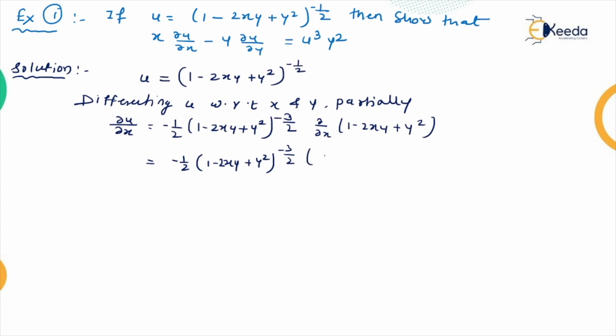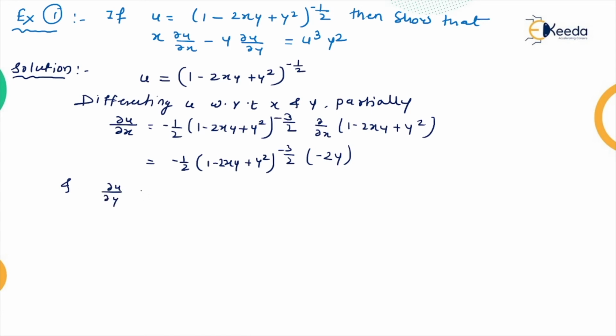Therefore we take the differentiation of this bracket: the derivative of 1 is 0, the derivative of minus 2xy with respect to x, keeping the other variable constant, becomes only minus 2y, and the derivative of plus y² is 0. That is ∂u/∂x, and next ∂u/∂y.